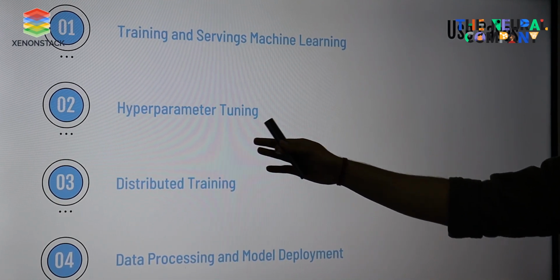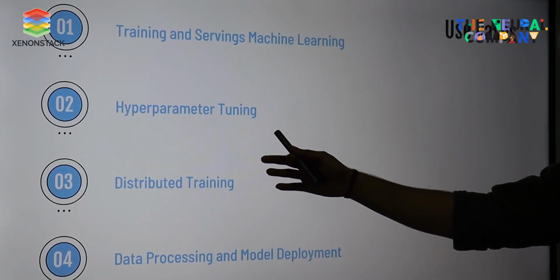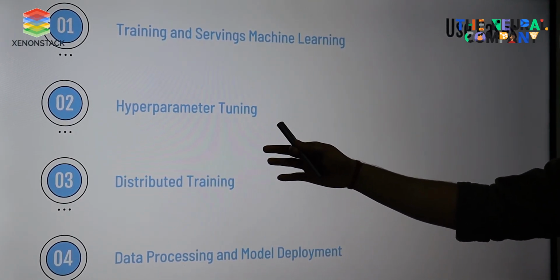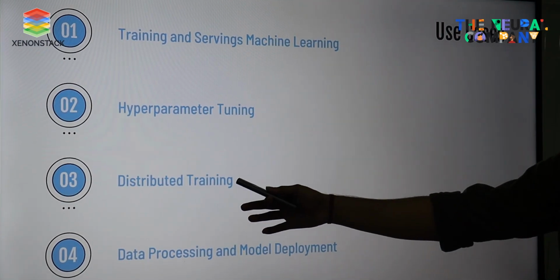Second is hyperparameter tuning. For the ML models, we have to select the optimal parameters to run our models. So this is a very time consuming thing. The third is distributed training.